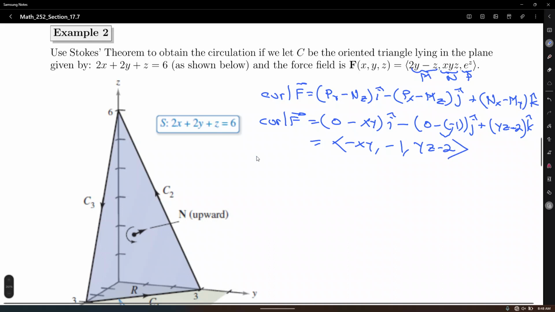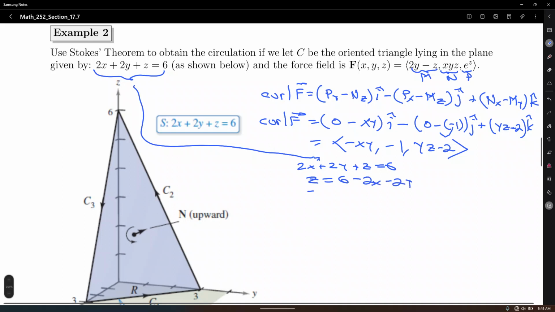That's half of the setup. Number 2, we need the vector with the partial derivatives of the equation of the surface. Well, we're given a surface: 2x plus 2y plus z equals 6. I'm going to solve for z. z equals 6 minus 2x minus 2y. Let's take the partial with respect to x, that's negative 2. And with respect to y, that's negative 2 also, right? Negative 2. Okay, so we have pretty much everything that we need.